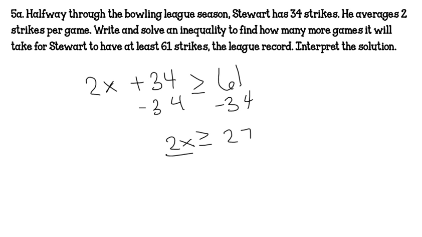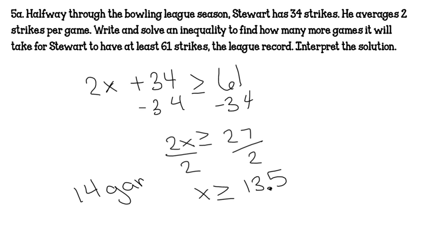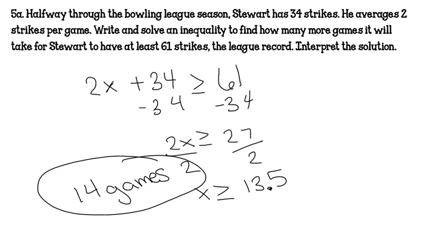So to get x by itself, we need to divide by 2. So we have x is greater than or equal to 27 divided by 2, which is 13.5. And so he's going to have to play 14 games to beat the record. So we circle it, and that's our answer.